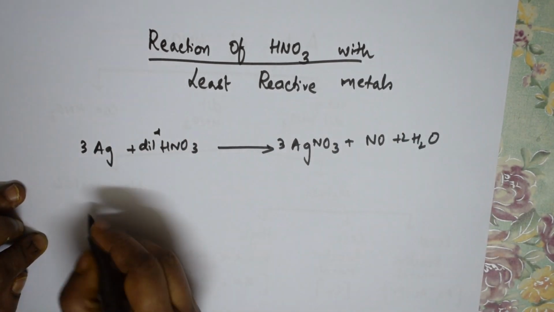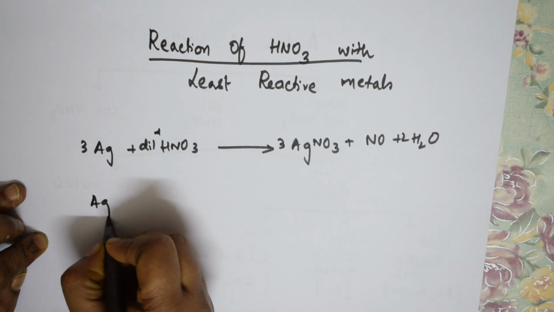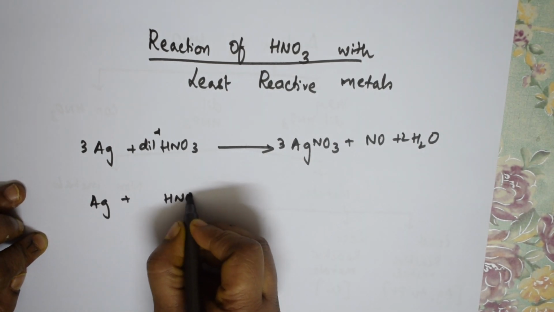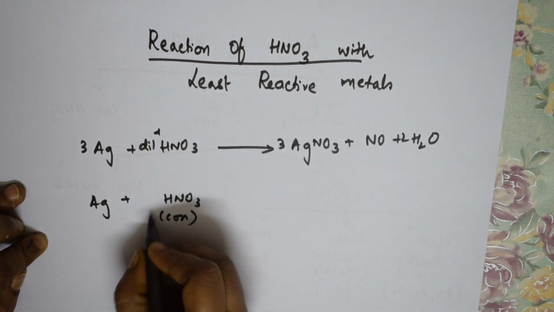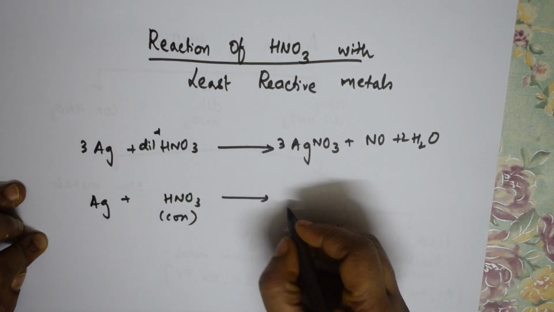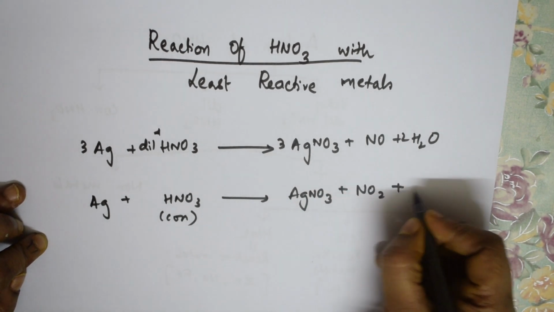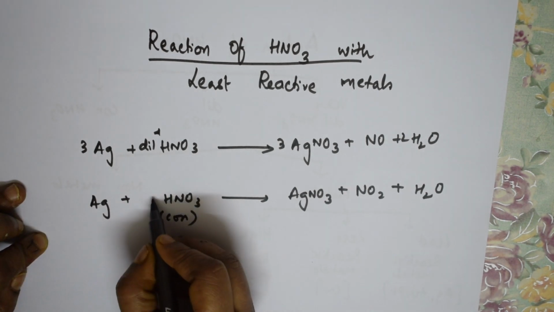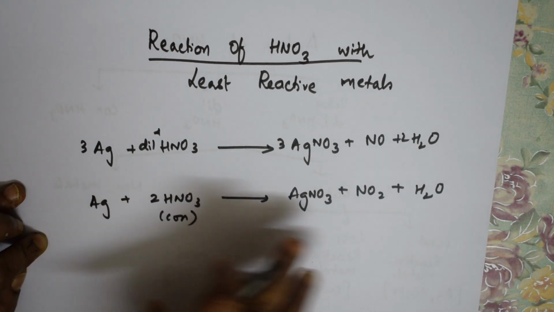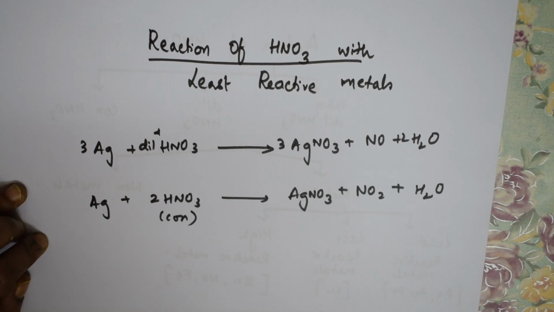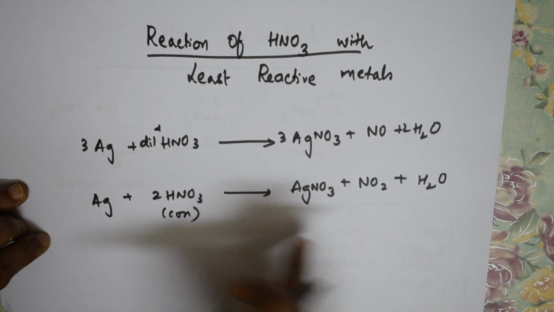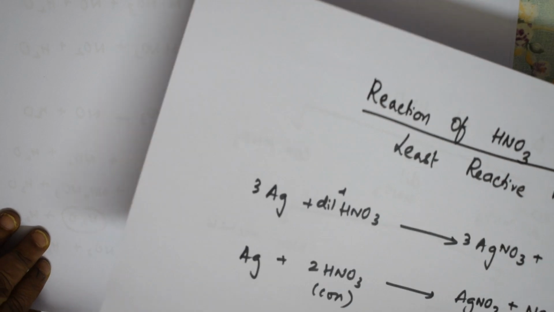This is your dilute. Suppose if you are using concentrated HNO3, this is concentrated. What will I get? Same metal nitrate only. But the difference is, I'll be getting NO2 plus water. If I have to balance 2 here, NO3, that's fine. So, dilute, concentrated. Now, let us see the reactions of, what do you say? Middle reactivity or less reactivity. It is not middle reactivity, less reactivity.